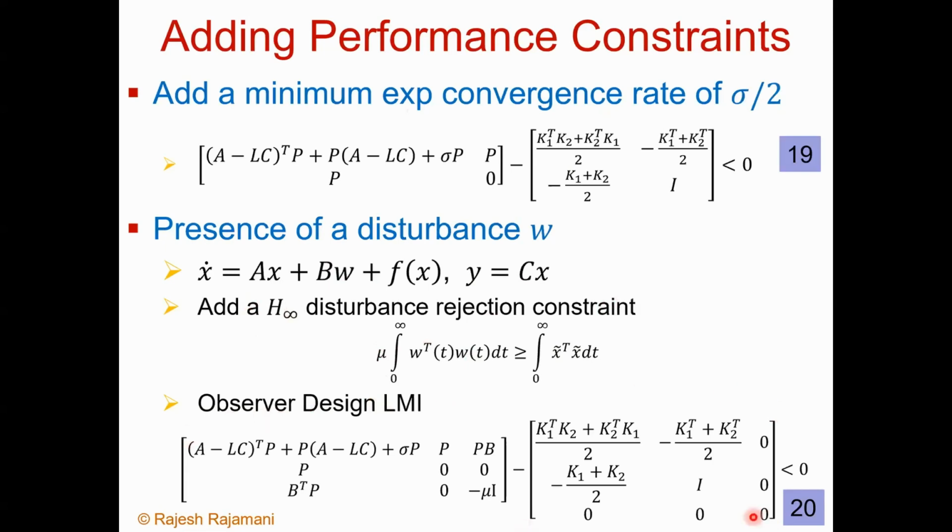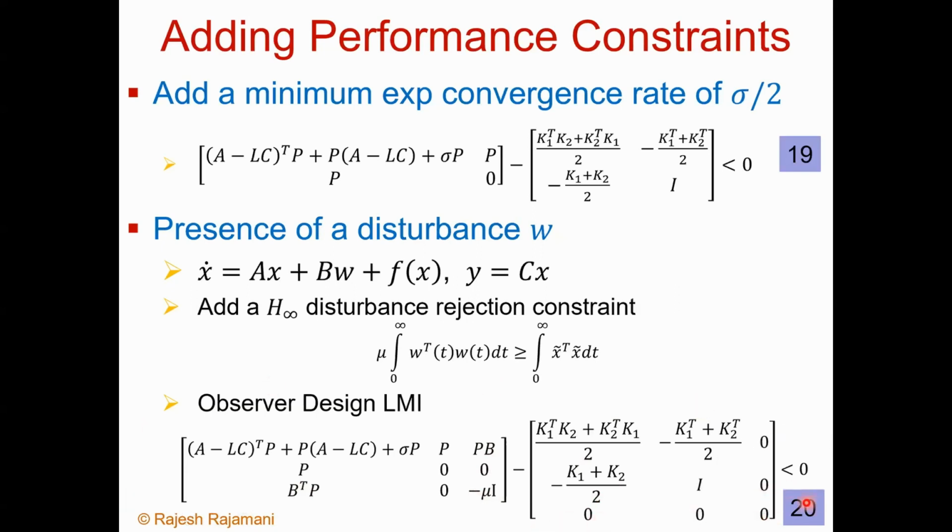And so the new LMI that incorporates this H infinity disturbance rejection constraint is given by equation 20 shown here. So what you'll see here is that, because of the B times W term that you had in the plant, you get these extra terms here, PB and B transpose P, these off-diagonal terms, and you get this minus mu I term, which is the 3 entry here in this matrix. The top part of the second matrix doesn't change. You have zeros added over here. Okay, so this is a new observer design LMI.